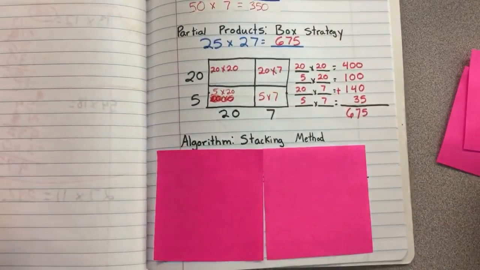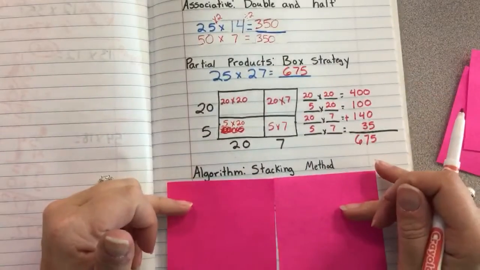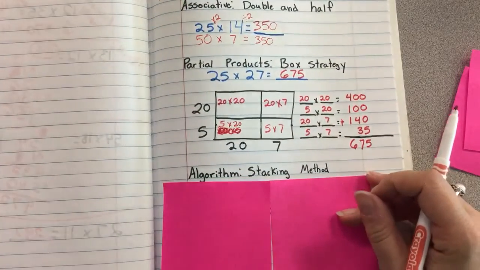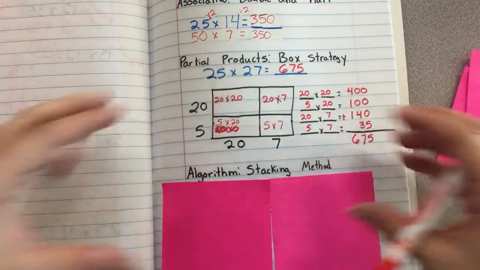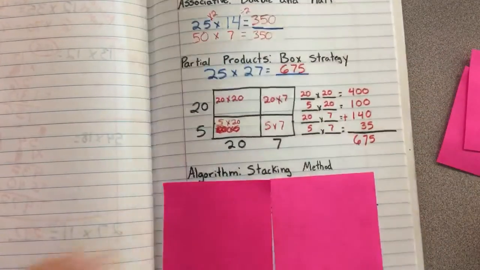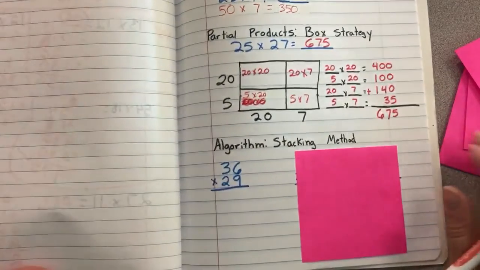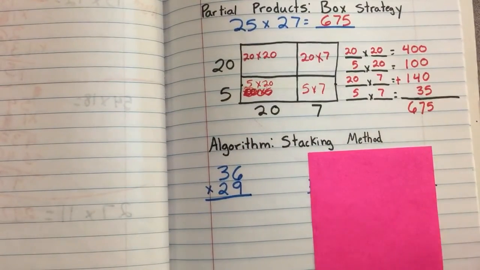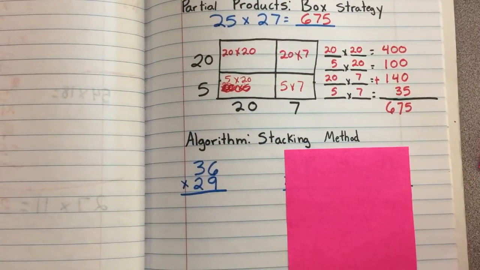The next one is the algorithm, the stacking method. So this method and this method can be used for any problem, but the associative cannot be used for everything, okay? But these two can, and when you have less room to work, the algorithm or the stacking method are the best ones to use. So let's start out with 36 times 29. We're going to solve it together. I'll let you solve the next two on your own.